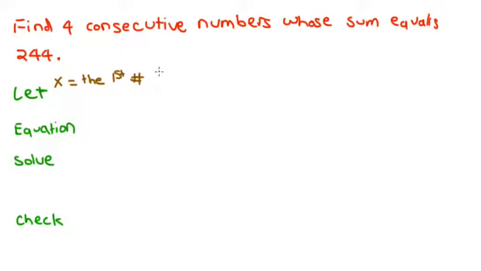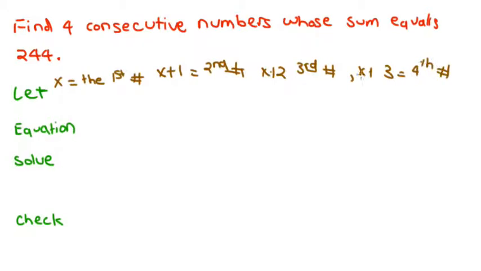Well, if x is the smallest, then the next one is x plus 1, right? So x plus 1 is equal to the second number. And x plus 2 is equal to the third number. And x plus 3 is equal to the fourth number. So let's write an equation. x plus x plus 1 plus x plus 2 plus x plus 3 is equal to 244, right?